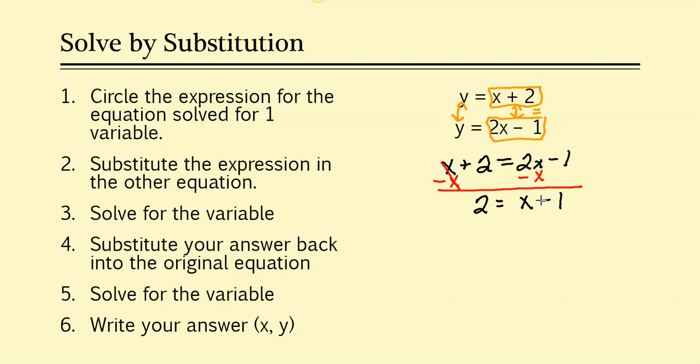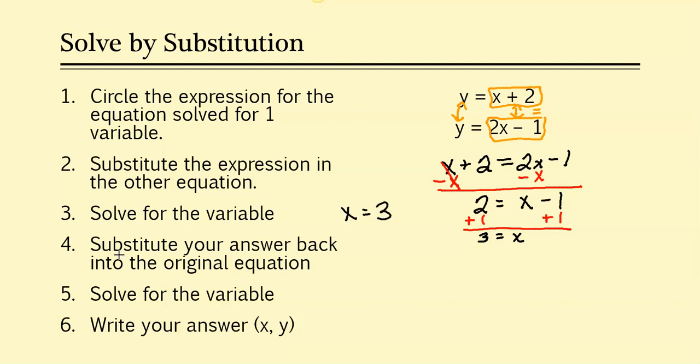Now I need to get rid of the constant that's here on the same side as the x. So once again, using inverse operations, since it's a subtracted 1, I'm going to add 1. And so with that, this gets a 3 and this equals x, because my negative 1 and positive 1 canceled. So my solving for the variable is x equals 3.